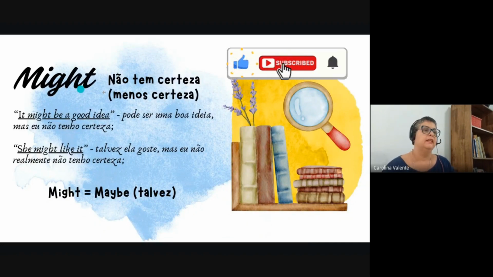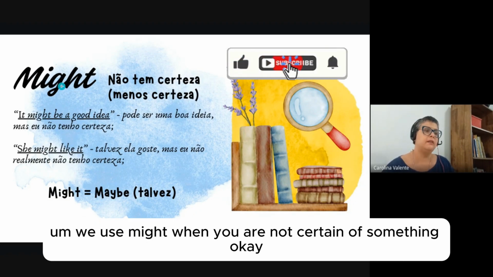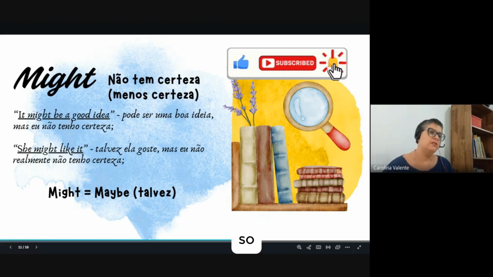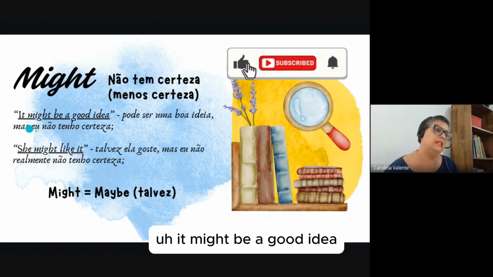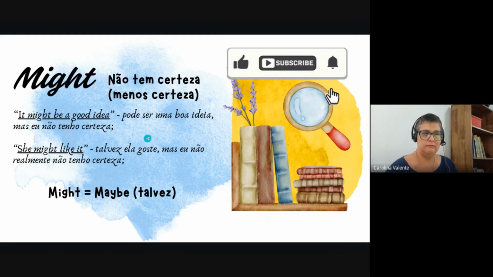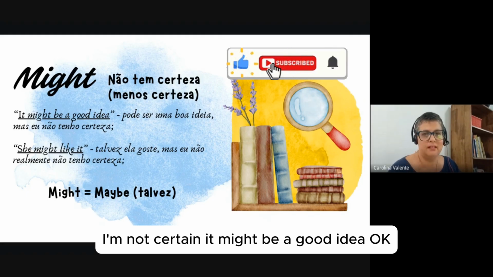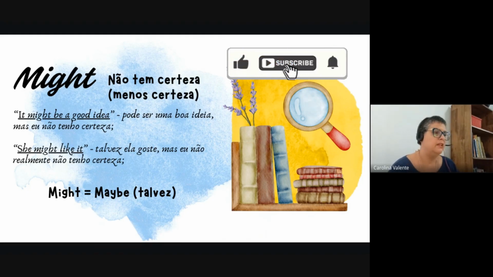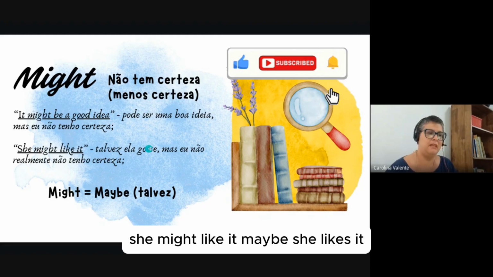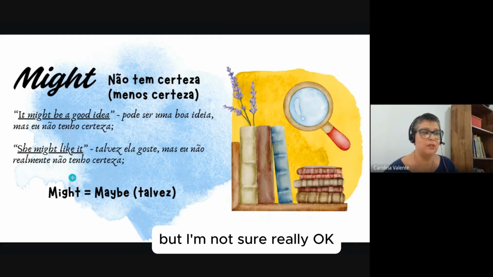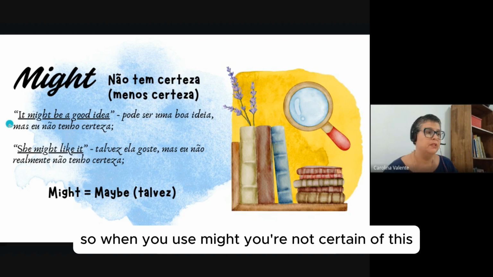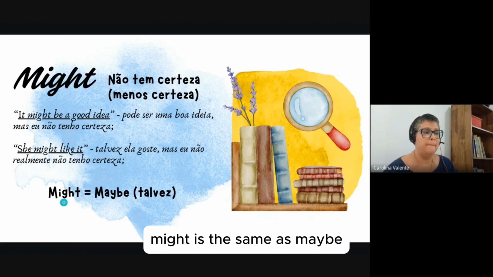Might. You use might when you are not certain of something. Okay? So it might be a good idea. It might be a good idea. So I'm not certain. It might be a good idea. Okay? She might like it. Maybe she likes it, but I'm not sure, really. Okay? So when you use might, you're not certain of this. Might is the same as maybe.